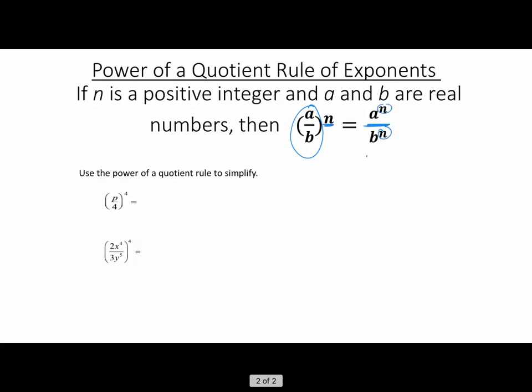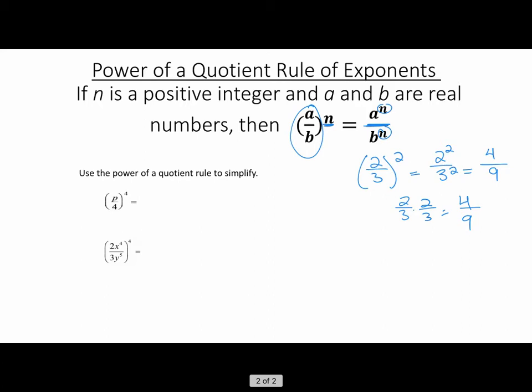Okay, for example, if you have 2/3 raised to the second power, we know that that's 2/3 times 2/3, which is 4/9. If we use this rule, then we give the numerator the exponent of 2, and we give the denominator the exponent of 2. And then you simplify. 2 squared is 4, 3 squared is 9, and you see how that's the same answer. So that's how the quotient rule works.